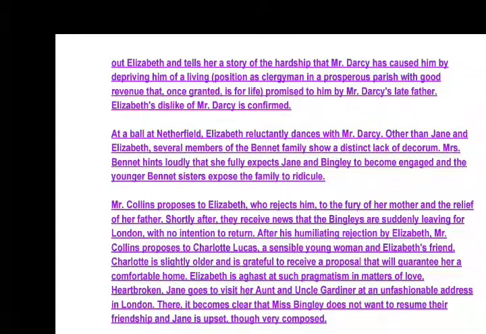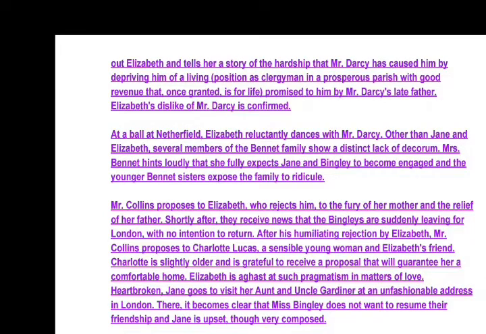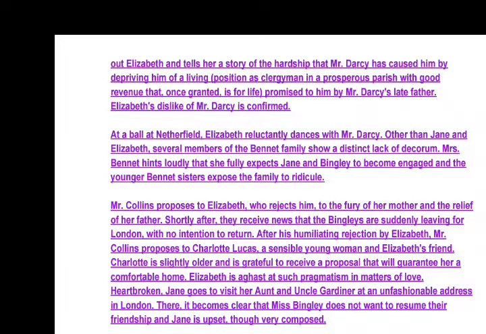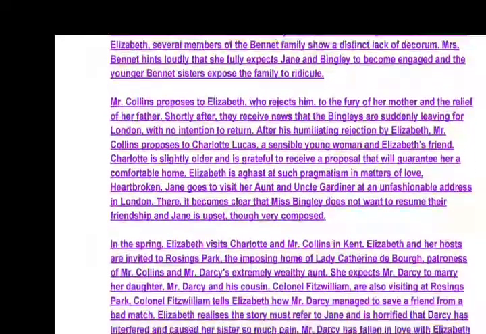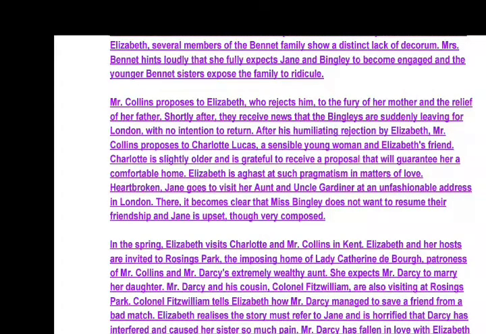At a ball at Netherfield, Elizabeth reluctantly dances with Mr. Darcy. Other than Jane and Elizabeth, several members of the Bennet family show a distinct lack of decorum. Mrs. Bennet hints loudly that she fully expects Jane and Bingley to become engaged, and the younger Bennet sisters expose the family to ridicule. Mr. Collins proposes to Elizabeth, who rejects him, to the fury of her mother and the relief of her father. Shortly after, they receive news that the Bingleys are suddenly leaving for London with no intention to return.